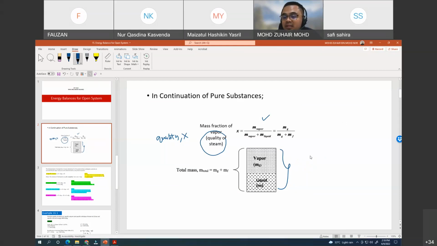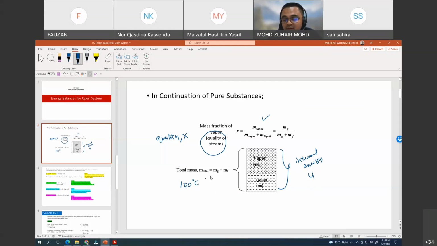I want to know the internal energy of this substance, and we have vapor and also liquid. So how are we going to determine this? Let's say I got the value, the temperature is at 100 degrees C.